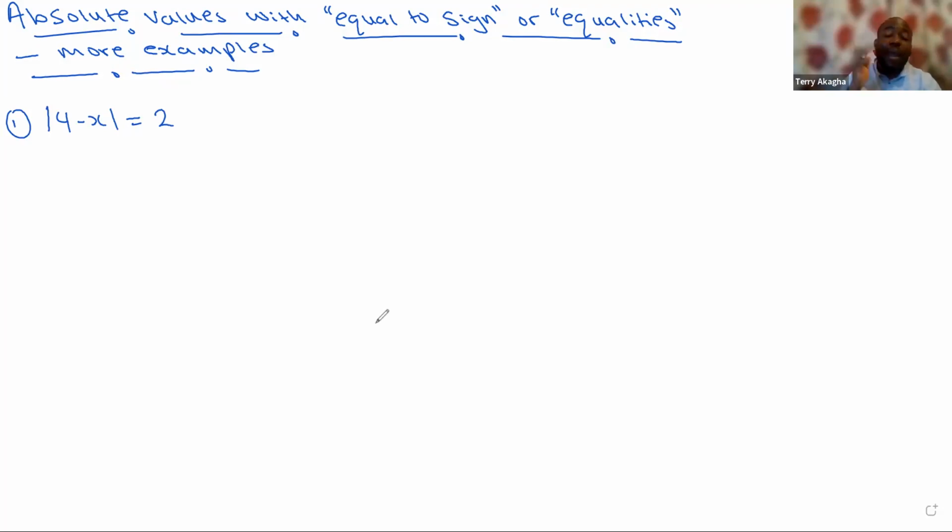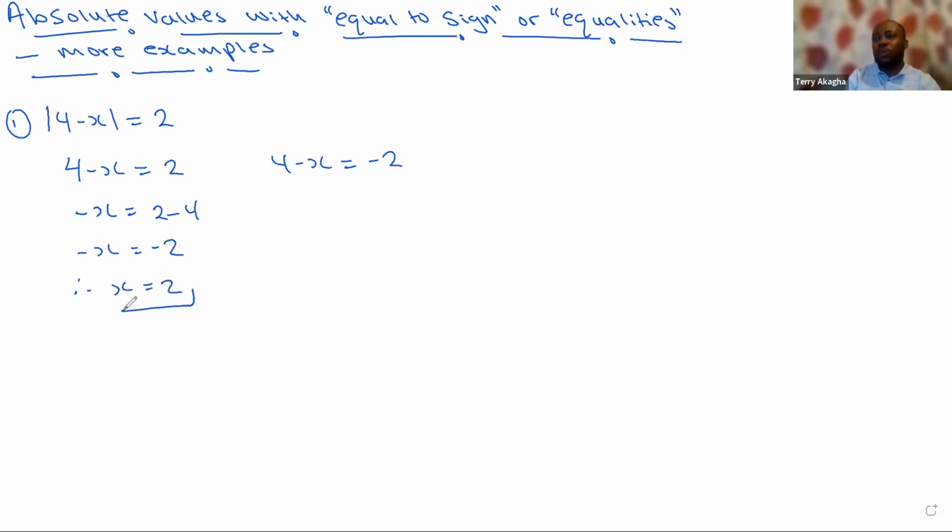All right, let's assume we have this question, for instance, and we want to solve it. So what do we do? The same thing. You equate this to be equal to 4 minus x to be equal to 2, and 4 minus x to be equal to minus 2. Is that okay? So we have minus x will be equal to 2. You take 4 to the other side, okay? Minus x will be equal to minus 2, so therefore x will be equal to 2.